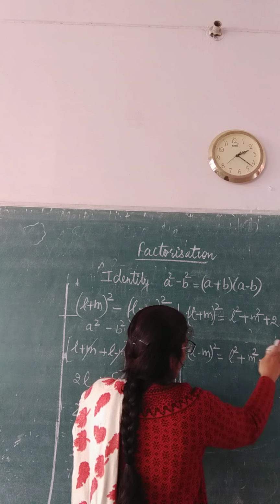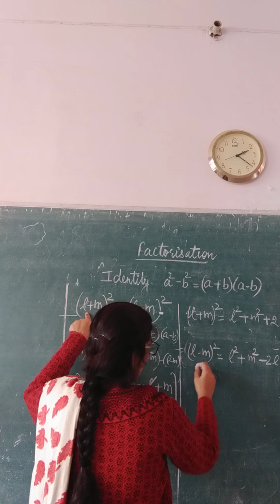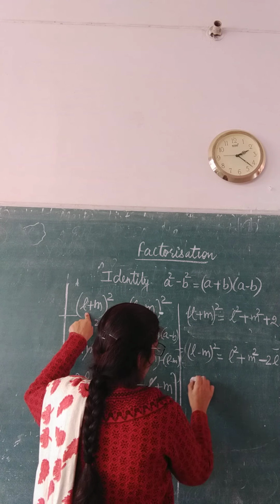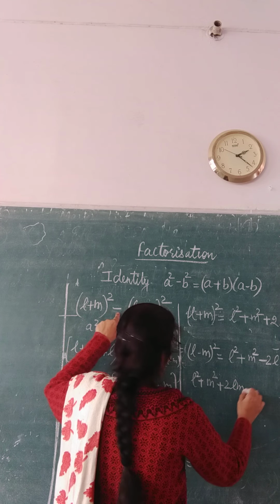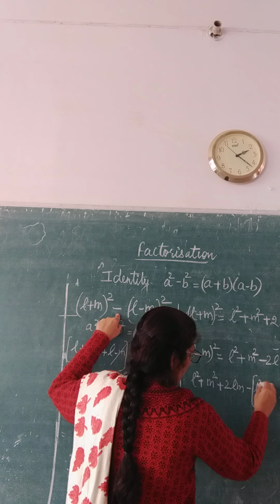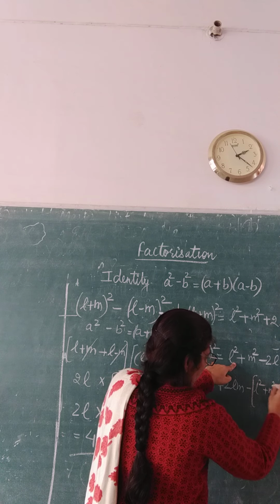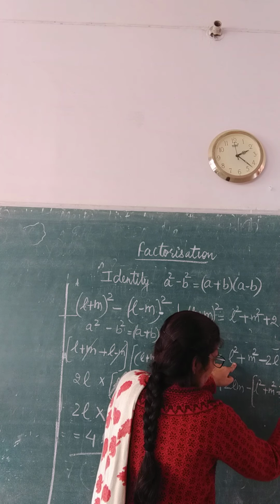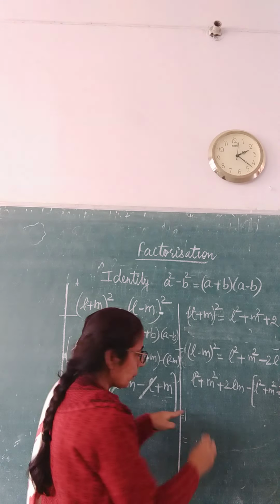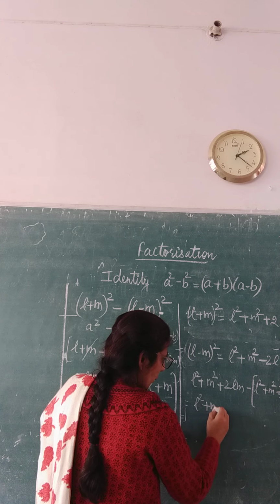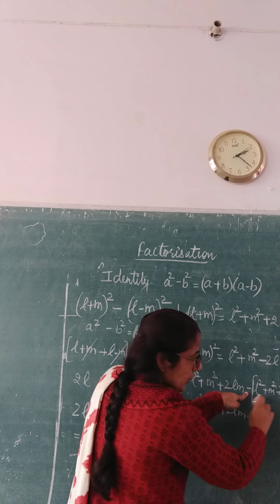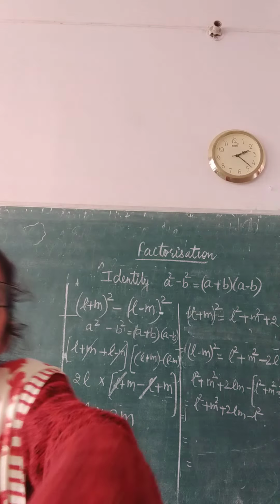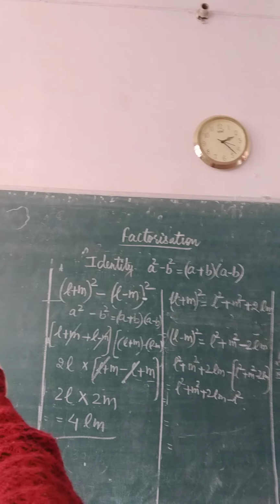I am rubbing this identity. Now put the value here. Putting the value, it will be L square plus M square plus 2LM minus L square plus M square minus 2LM. Minus sign is outside the bracket. L square plus M square plus 2LM minus L square. Minus is outside the bracket, so inner signs will be changed. We will have to change the sign. Let us do it properly, please.